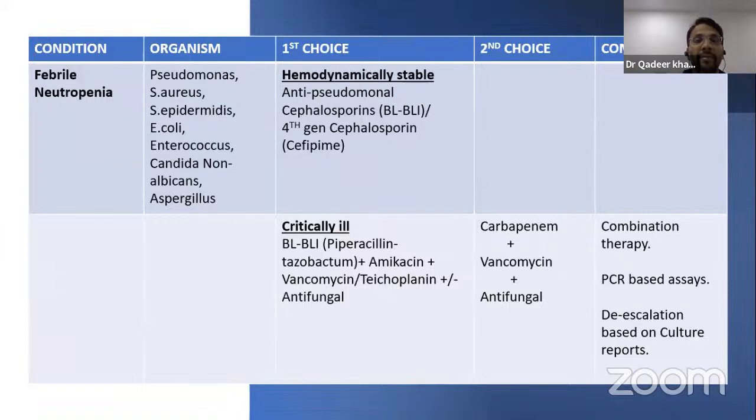Febrile neutropenia patients are mostly immunocompromised, so cover gram-negative organisms along with antifungal. If the patients are hemodynamically stable, then we should consider anti-pseudomonal cephalosporins, BL-BLA combination with fourth generation cephalosporins. If the patients are critically ill, we start with piperacillin tazobactam plus aminoglycoside plus vancomycin or teicoplanin, with or without antifungal depending on the patient's clinical condition. Combination therapy should be considered. PCR-based assays should be sent, and de-escalation of the therapy based on the cultures is most important.